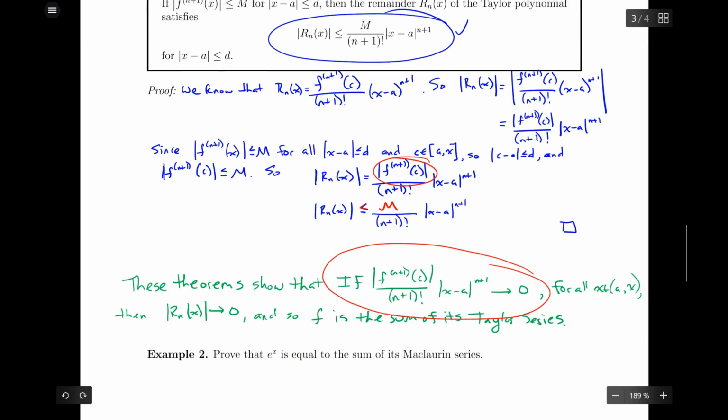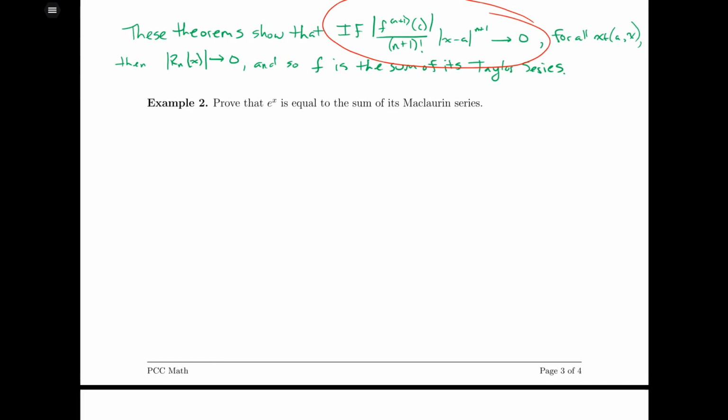The remainder goes to 0 if this quantity here circled in red actually goes to 0. This is advantageous because it is something that we can concretely compute. So let's actually prove that e to the x is equal to the sum of its Maclaurin series, and we do that by showing that this is true here in the red. Alright, we claim that f of x, which is equal to e to the x, is equal to the sum, as n goes from 0 to infinity, of x to the power of n over n factorial.